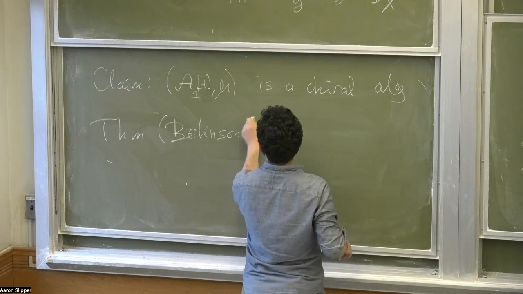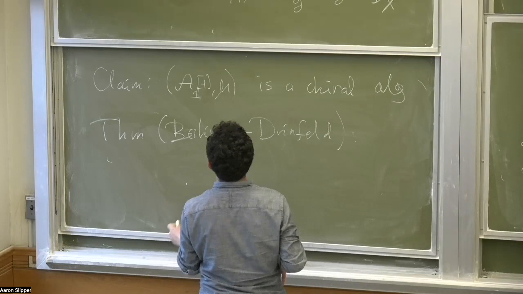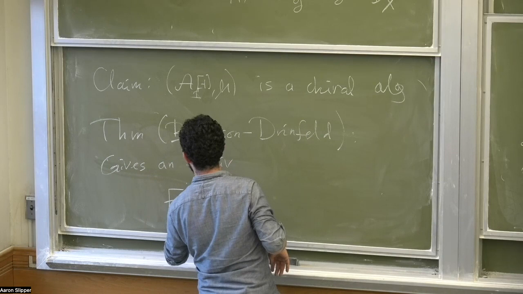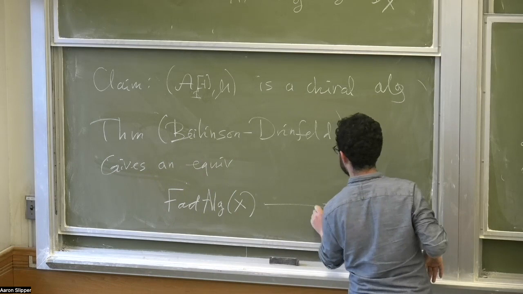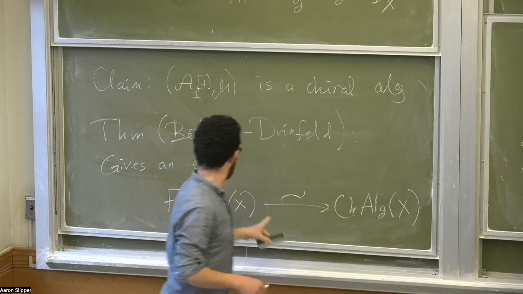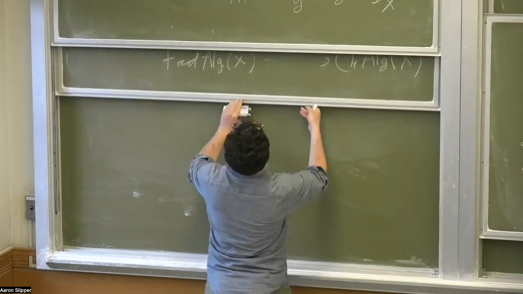One of the main points of chiral algebras is that this gives an equivalence between factorization algebras and chiral algebras. And the main goal for today is to give a proof, not the original proof based on Drinfeld, but the proof in the paper of Francis and Gaitsgory.